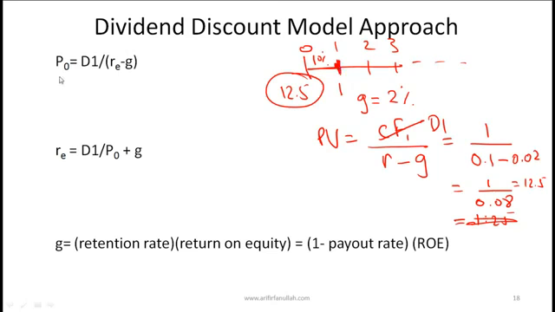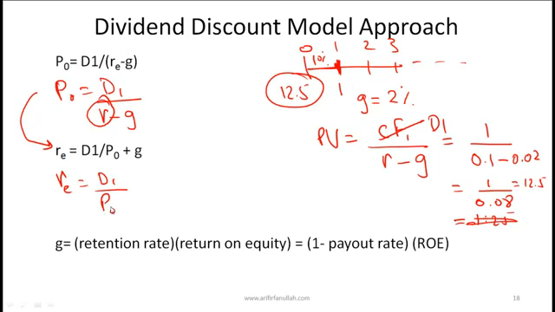So the price of a share at time 0 then is this formula, D1 over the cost of equity minus g. But if you know the price of the share and you want to find r, then you simply rewrite this equation in terms of r. Using some simple algebra, you can see that the cost of equity is equal to D1 over the current market price plus the growth rate. So given the expected dividend at the end of period 1, the current price, and the expected growth rate, you can find the cost of equity.